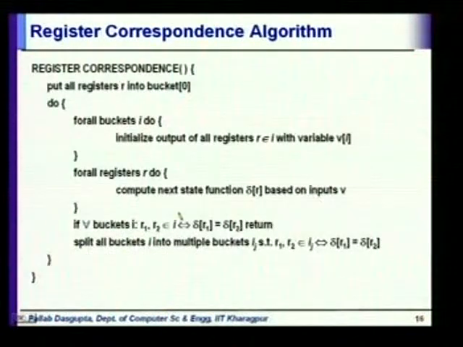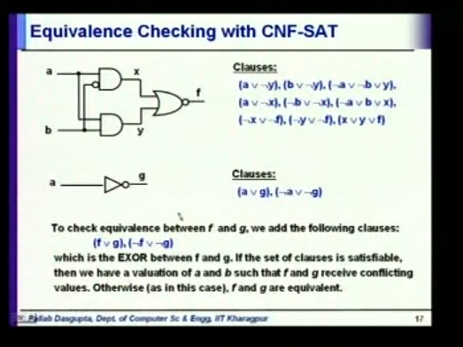Now, so far what we have talked about is how to arrive at the register correspondence. I have given you the algorithm and I have asked you to develop a proof for that algorithm. Now, next step is how do we check the equivalence between the functions? How do you do the equivalence checking between functions?